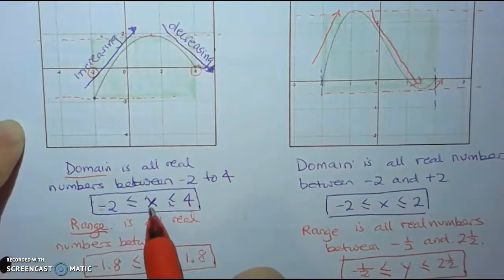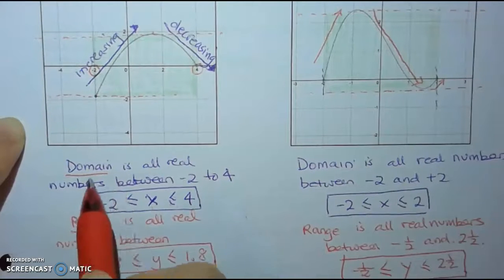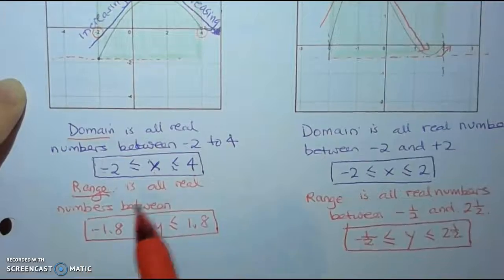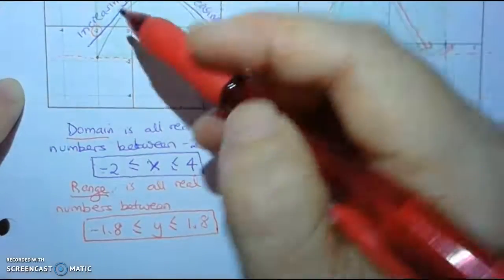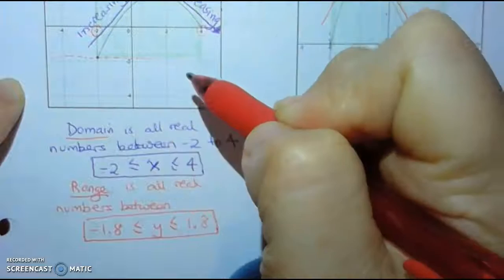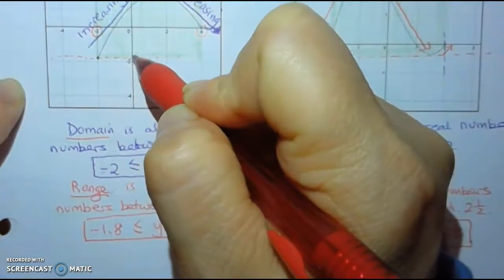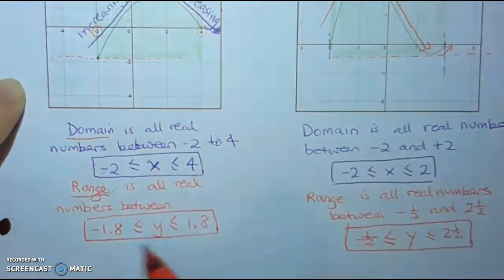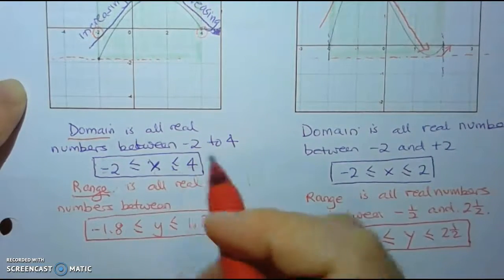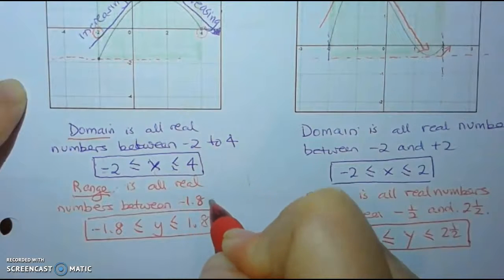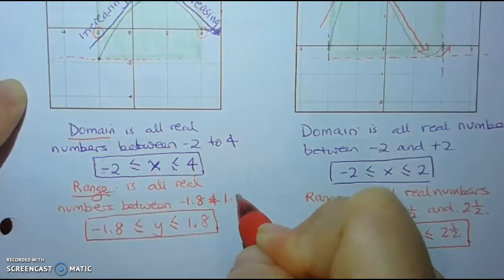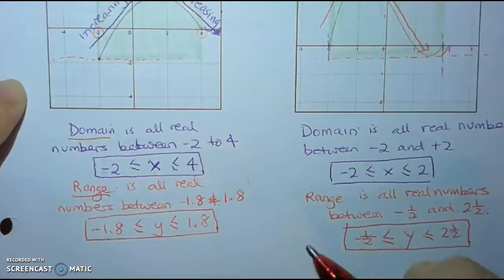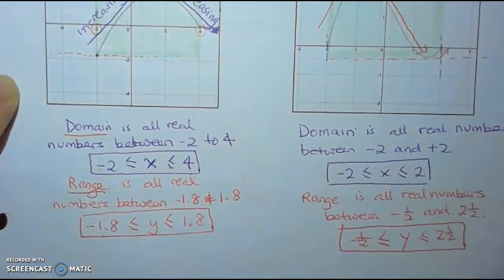We're talking about domain, so x is in the middle. So domain is all real numbers between -2 and 4. Range is the vertical, right? The vertical extends from, it's not quite 2, I would say -1.8 to +1.8. So its range is all real numbers between -1.8 and +1.8. Okay? And I'll write it like this.